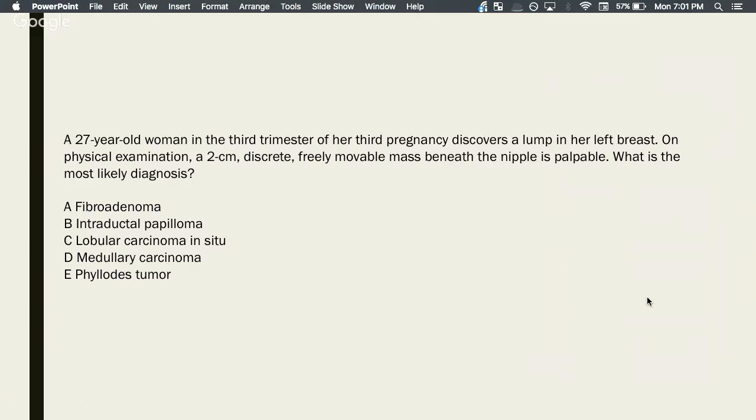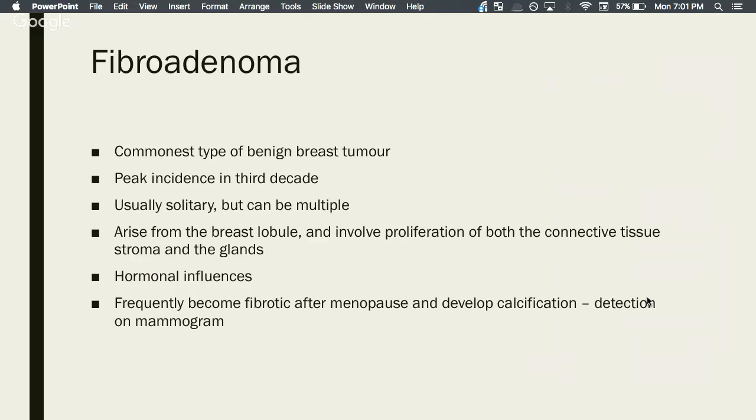Basically, fibroadenomas are the most common benign breast tumours. They usually peak in women in their 30s, and they have hormonal influences. So if someone's pregnant and they have a breast lump, it's likely to be a fibroadenoma. Generally they're solitary, and they arise from the breast lobule itself, involving both connective tissue, stroma, and glands. They can become fibrotic and calcified after menopause, so you can pick them up on mammograms.